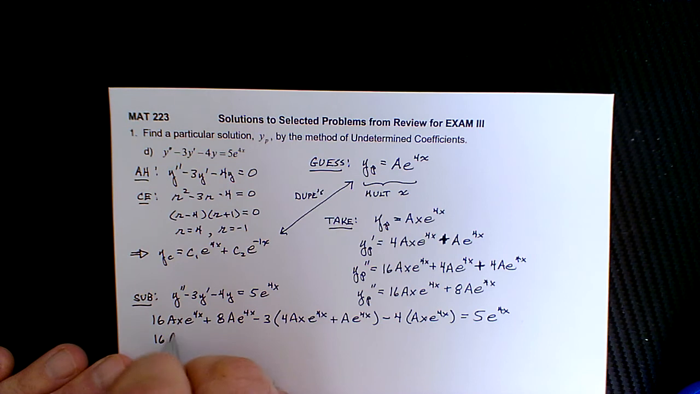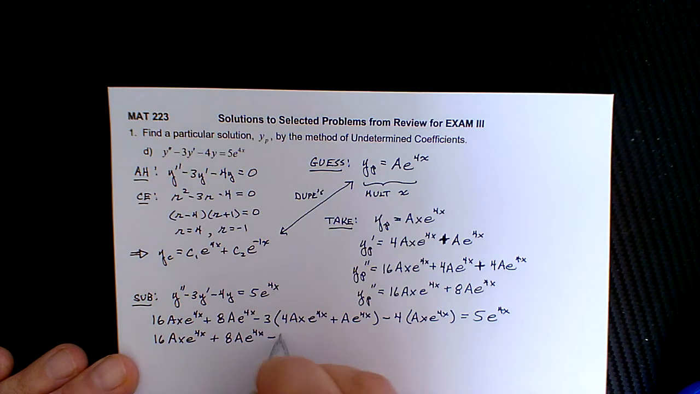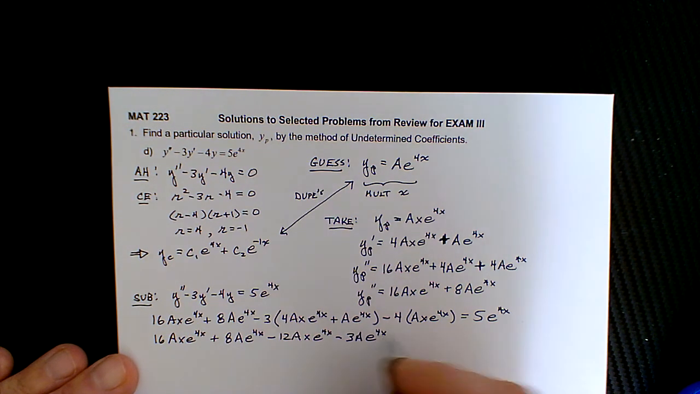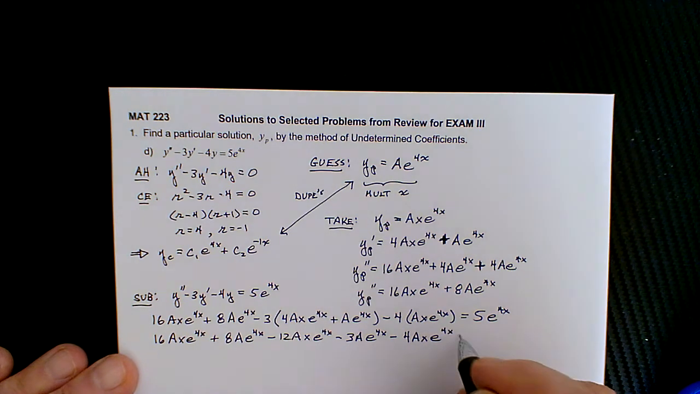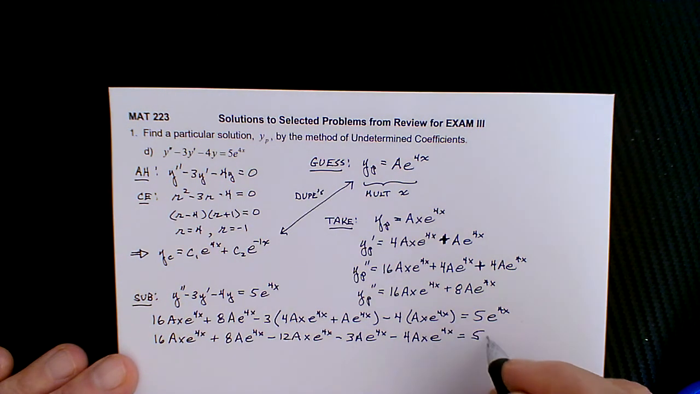And just to make things perfectly clear, let's recopy and show the basic algebra. Distributing the negative 3, we get negative 12ax e to the 4x minus 3a e to the 4x, and then here minus 4ax e to the 4x, and that equals the 5 e to the 4x.